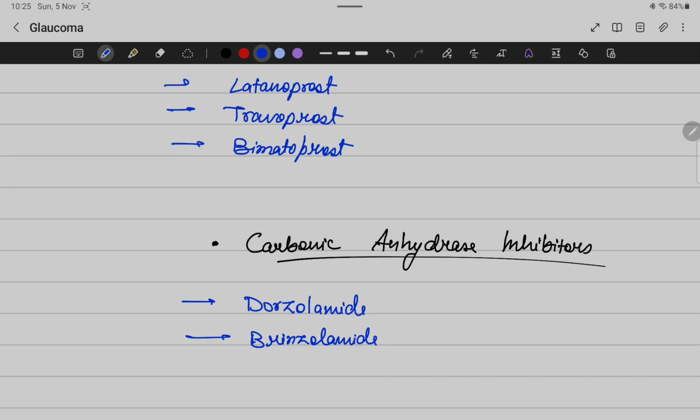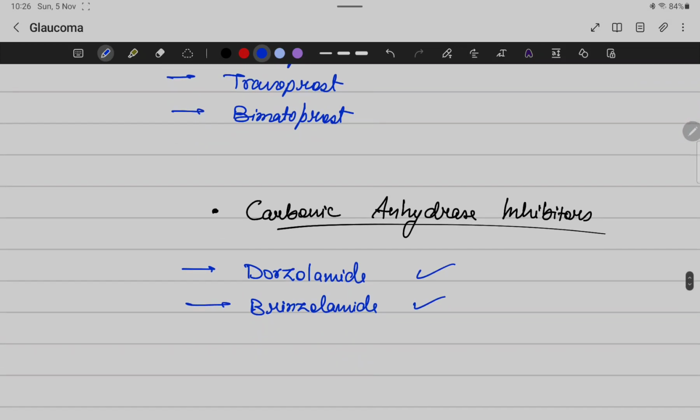Okay, so carbonic anhydrase enzyme was responsible for increasing secretion. If we inhibit this enzyme, less aqueous humor will be formed and intraocular pressure will fall. You know other carbonic anhydrase inhibitor, acetazolamide, but we don't use it here except in cases of acute congestive glaucoma. So like your acetazolamide, you have your dorzolamide and brinzolamide here.